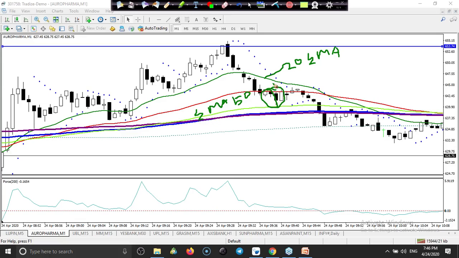I will buy after breaking this 20 moving average, but they failed to break it. So I placed my buy order above the 20 moving average, but they failed to break this level and price continued toward the downside.